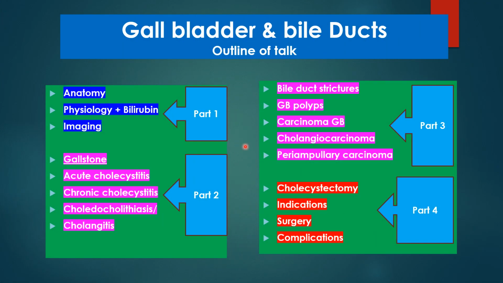Today's lecture is divided into 4 parts, gallbladder and bile ducts. Part 1 will talk about the anatomy, physiology, including bilirubin metabolism and imaging. In part 2, we'll talk about gallstones and the related diseases of the gallbladder. In part 3, we'll talk about the other diseases of the gallbladder, including bile duct strictures, gallbladder polyps, and malignancy. And in part 4, we'll briefly go into cholecystectomy, its indications, surgery proper, and complications.